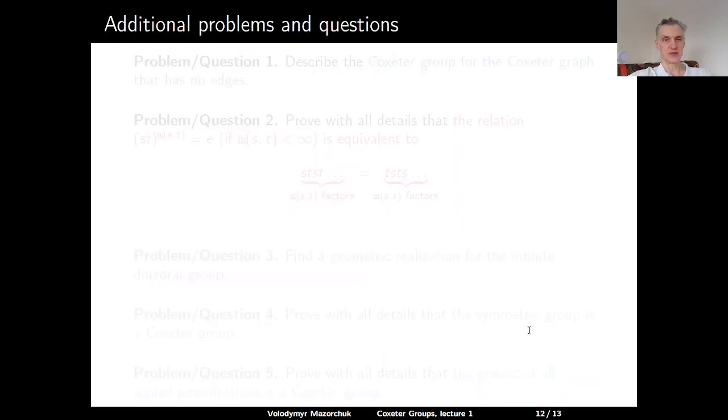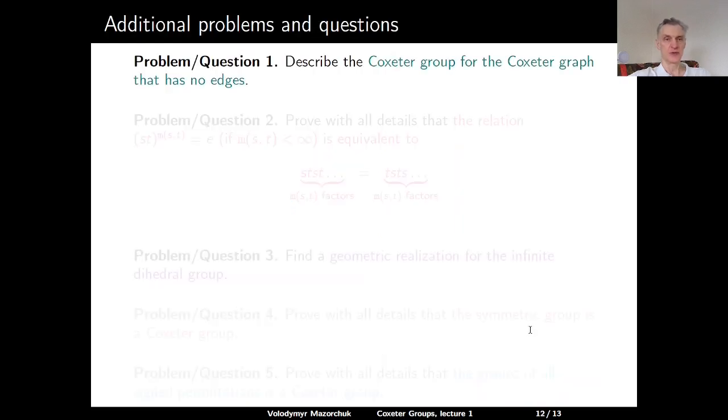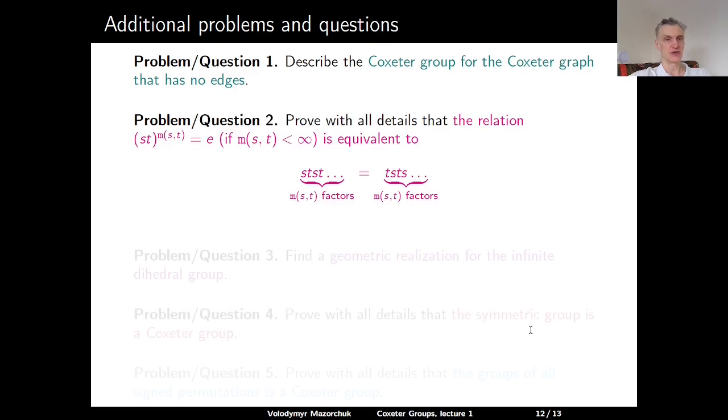Some additional problems and questions at the end. Problem question 1. Describe the Coxeter group for the Coxeter graph that has no edges. Problem question 2. Prove with all details that the relation in the Coxeter group (st) to the power m_st is equal to the identity is equivalent to stst and so on is equal to tsts and so on, where on both sides we have words of length m_st. So that's if this value m_st is finite.